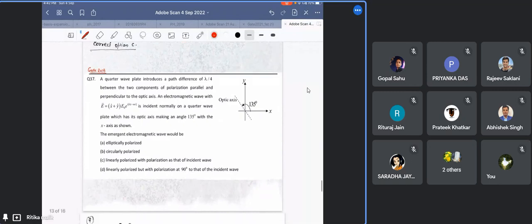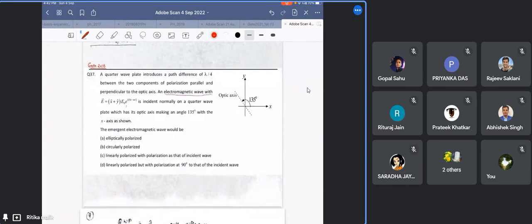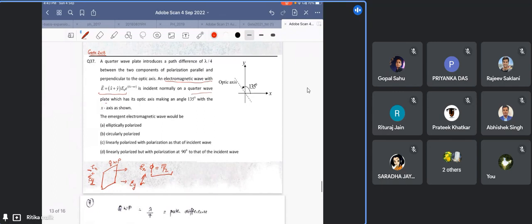So what we are given is an electromagnetic wave, which has Ex and Ey components, and it is incident normally on a quarter wave plate. A quarter wave plate is a kind of birefringent material, and what it does is change the phase difference between the two components of the electric field. So if you have an incident combination of Ex and Ey and pass it through a quarter wave plate, it will introduce a phase difference phi of pi by 2 in either X or Y. I'll show you where pi by 2 came from. So between Ex and Ey, the phase difference increases.